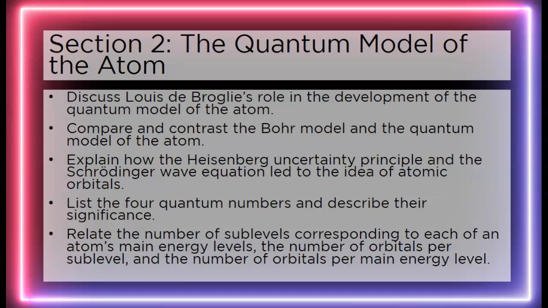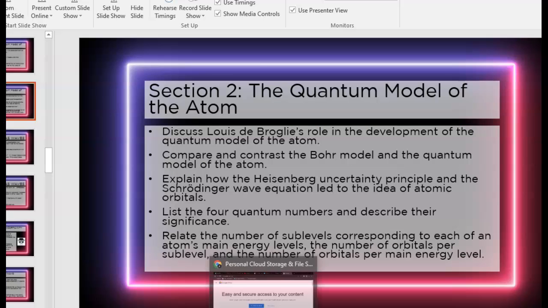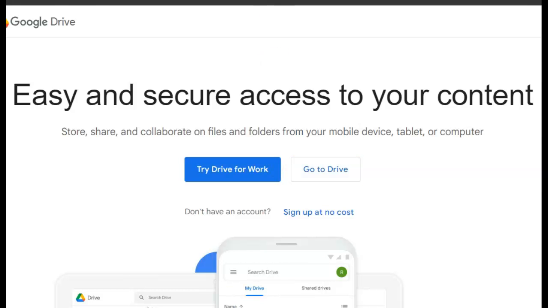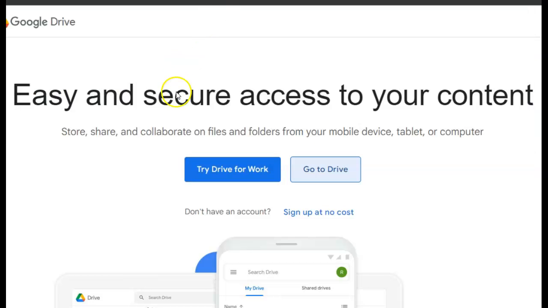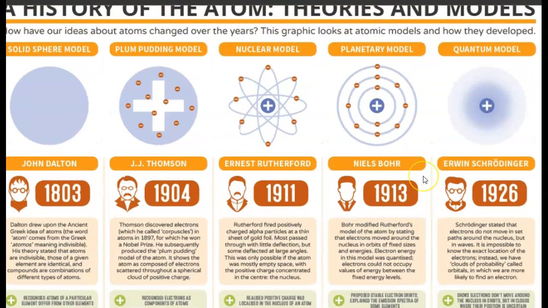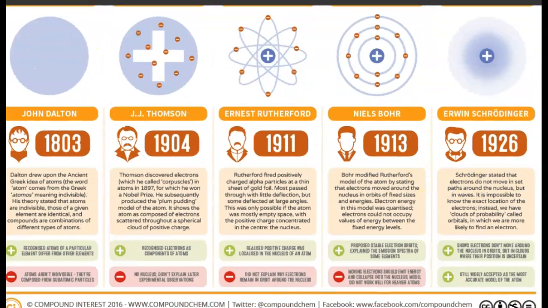Today we're talking about section 2, which is the quantum model of the atom. And just to take you through time, I have some of the previous developments of the model that we can look at here. You can see that in 1803, John Dalton, remember, Dalton said that the atom was essentially indivisible.